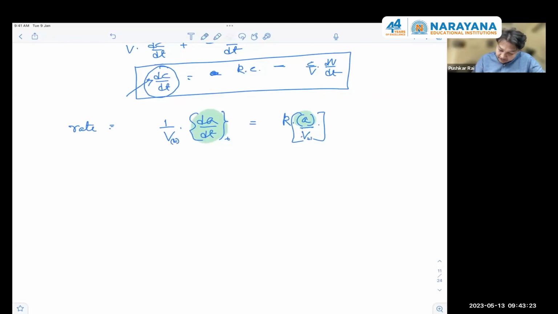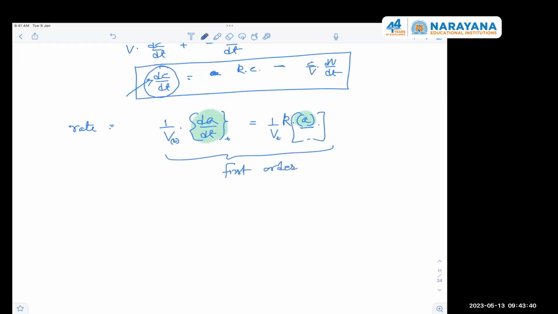And in fact, I should not write it here. I should write it simply 1 by Vt here. So this is how you should approach the first order process. Tell me if you understand this. Yes, sir. Totally understand this, no doubts.